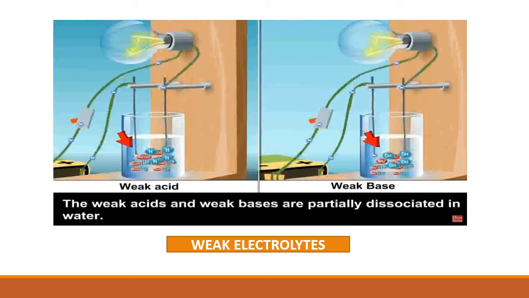But weak electrolytes are weak acids and weak bases. There is a partial dissociation of electrolytes in our water. So the bulb lights only a little, or there is less conduction of electricity in our solution. Not everything dissociates or separates into positive and negative, so we are going to consider this a weak electrolyte.